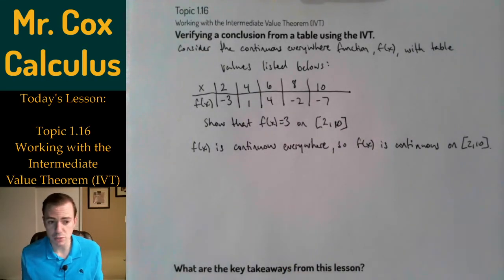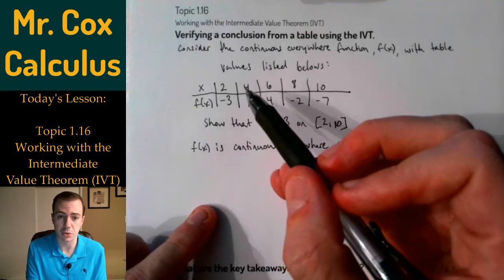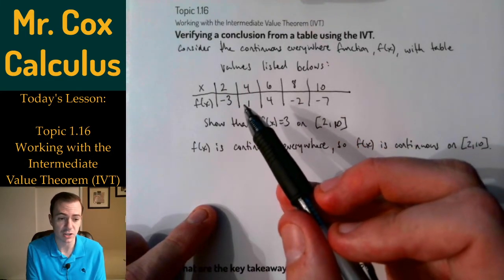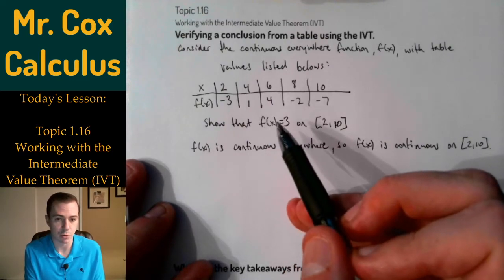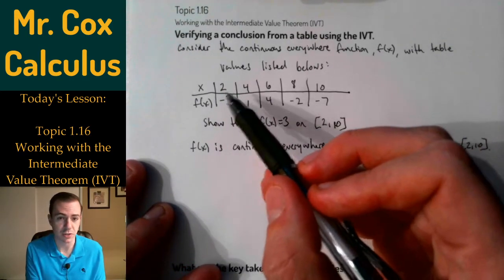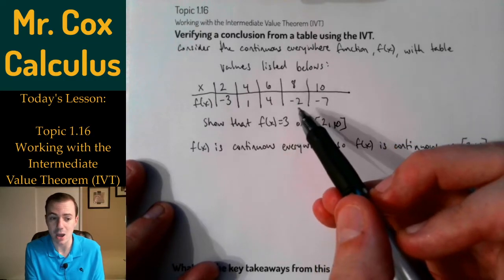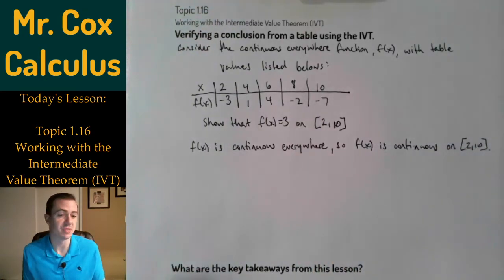There are actually multiple correct answers to this, but the one that maybe jumps off the page the most is the interval from 4 to 6, where I go from function values of 1 to 4. I can see that at some point I have to go through 3. You could do this with 2 to 6. You could also do this with 6 to 8, because as I go back down, I go through positive 3 again. And I could also do it from 6 to 10.